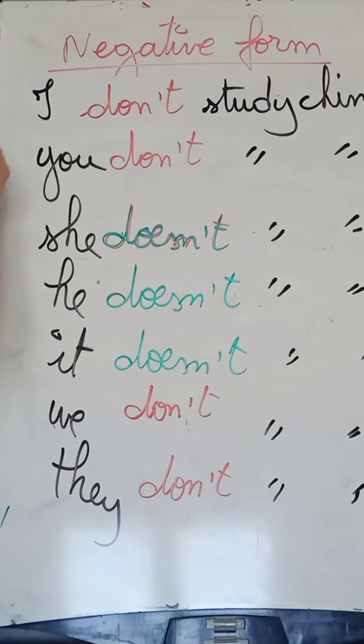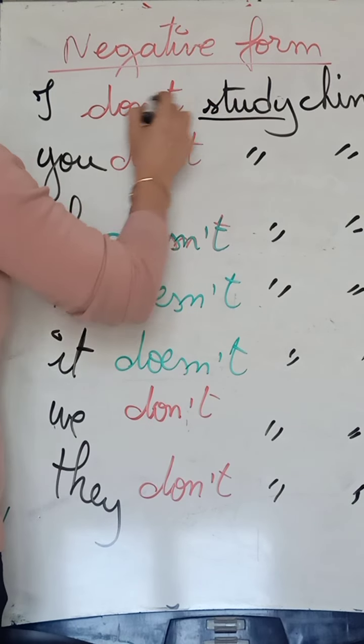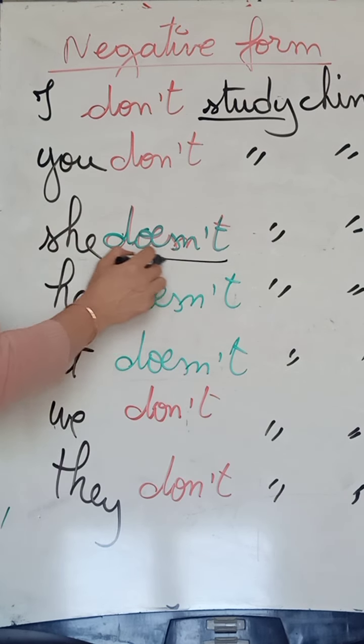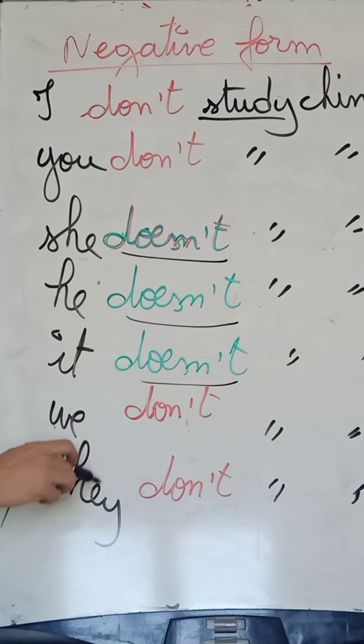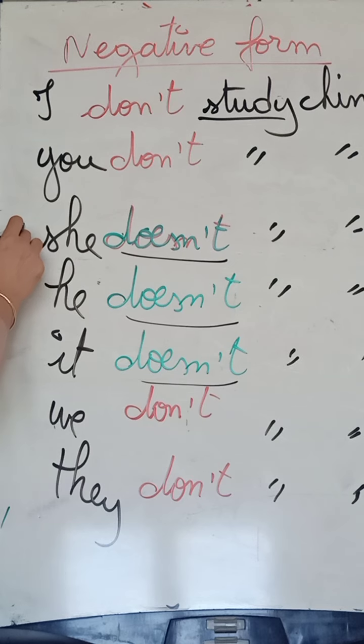For example, we have got this example. With verb study, I don't study Chinese. You don't study Chinese. She doesn't study Chinese. He doesn't study Chinese. It doesn't study Chinese. We don't study Chinese. They don't study Chinese. Notice here, again and again, encore et encore, with she, he, and it, it's different.